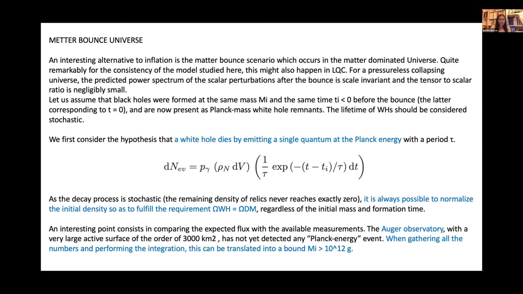And we went through the calculation. Of course, it works by construction if you take into account the stochastic lifetime. So there is always a possibility to survive and to explain dark matter. But what is interesting to me is, can we test the model? Can we make predictions? And in that case, you can make the calculation by assuming that the white hole decays by emitting a single Planck quantum. And this translates into a limit for the initial mass around 10 to the 12 grams.